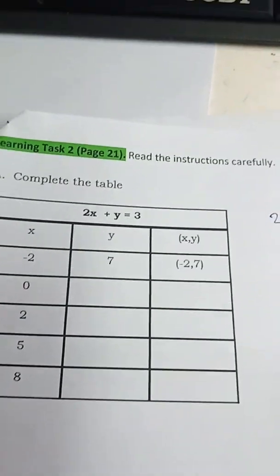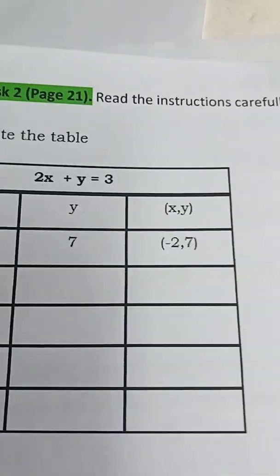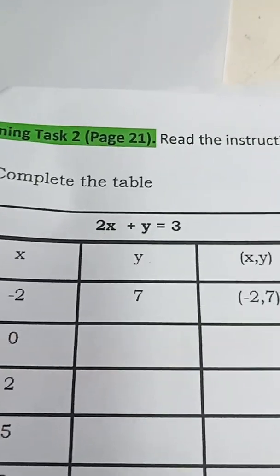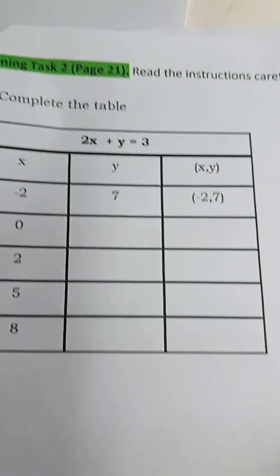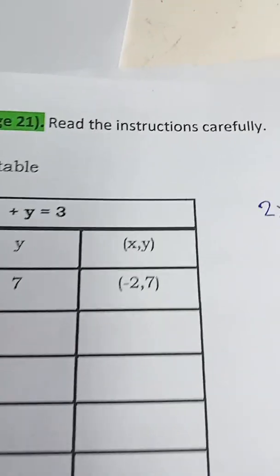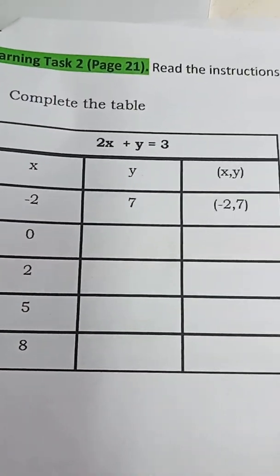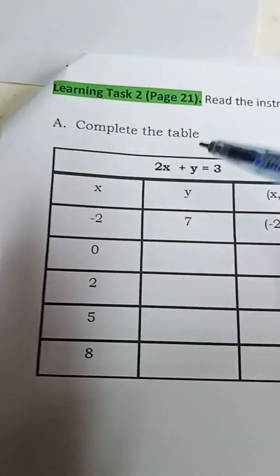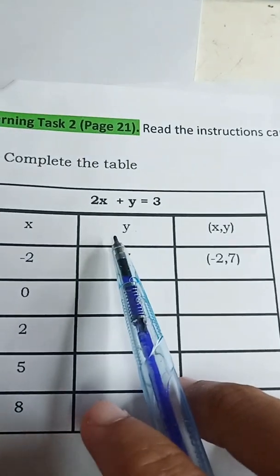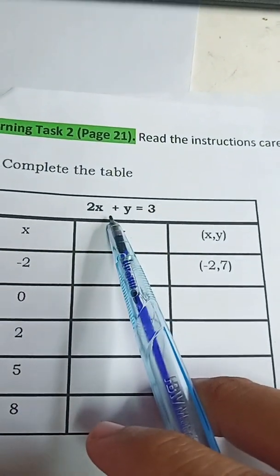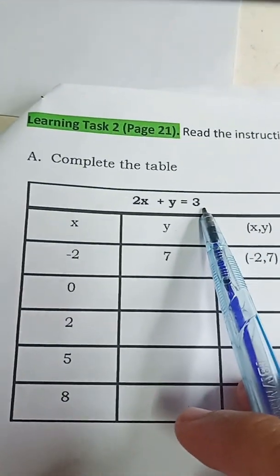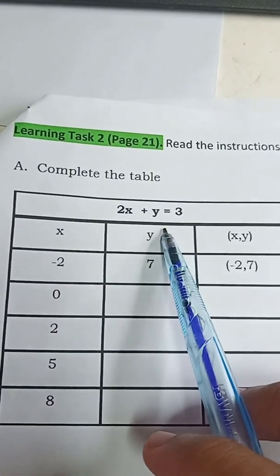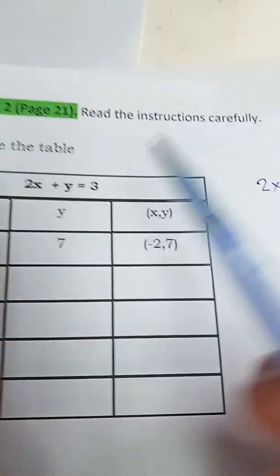So here in your learning task number 2, which you can find in page 21 in your pivot module. You read the instruction carefully. So, complete the table lang yung instruction natin. Just like yung given, ano? So, we have here the equation 2x plus y is equal to 3. So, given yung x, which is -2, given yung y, which is 7.